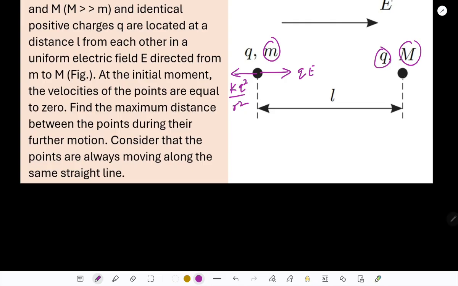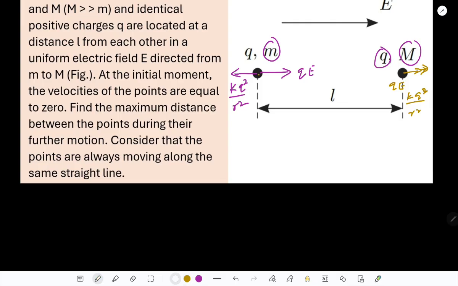And you can see this charged particle is also acted upon by two forces. Both this time are in the same direction. One force is qE, the force by the external electric field, and another one is by this charge q here, and this is again kq square by r square, if r is the distance between them at this moment.